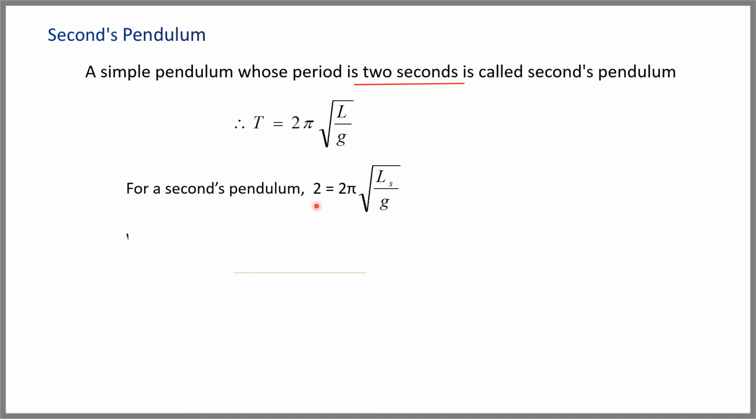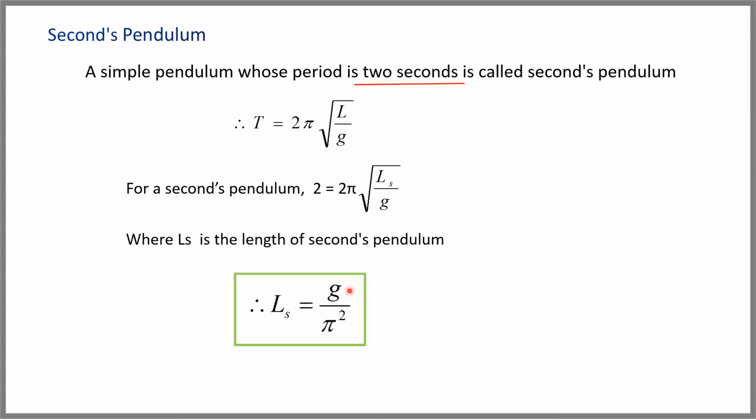So we can write 2 is equal to 2 pi under root of Ls upon g. The term Ls represents here the length of the seconds pendulum. So squaring on both sides and simplifying, we get the length of the seconds pendulum as acceleration due to gravity upon pi square. Here, if we use the acceleration due to gravity as 9.8 meter per second square, then we get the length of the seconds pendulum is approximately equal to 1 meter.